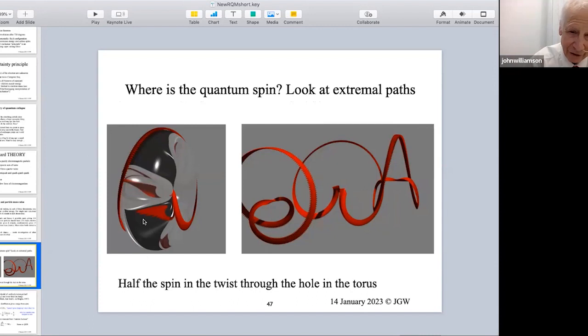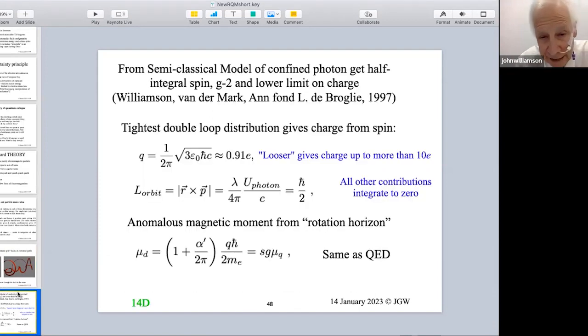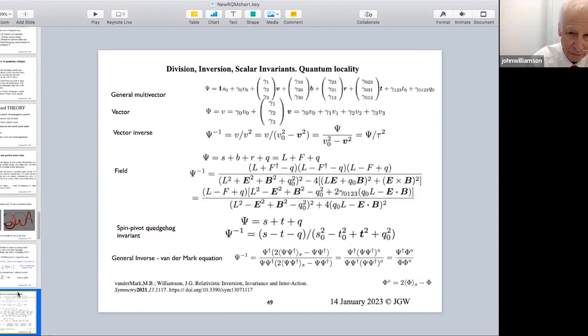Everything outside that cannot rotate because it's at the frequency of oscillation of the electron, it can't get around quick enough. This is a single wavelength. But anything longer than that or bigger than that is going to hit a rotation horizon. It's not going to be able to rotate. And that gives you an anomalous magnetic moment of 1 plus alpha over 2 pi, which is the first-order QED correction to the anomalous magnetic moment, which this model predicts.